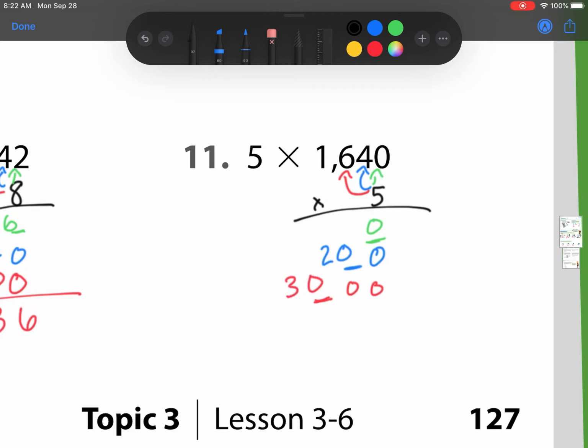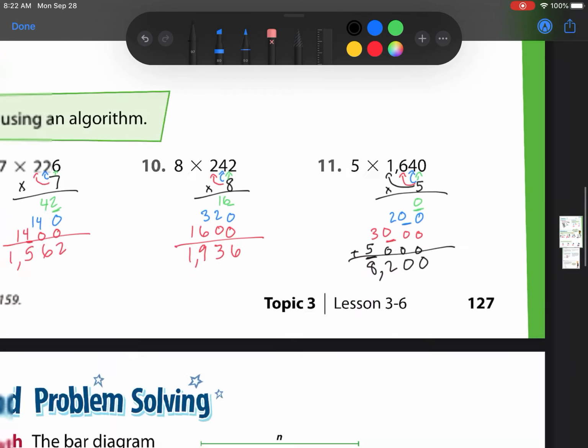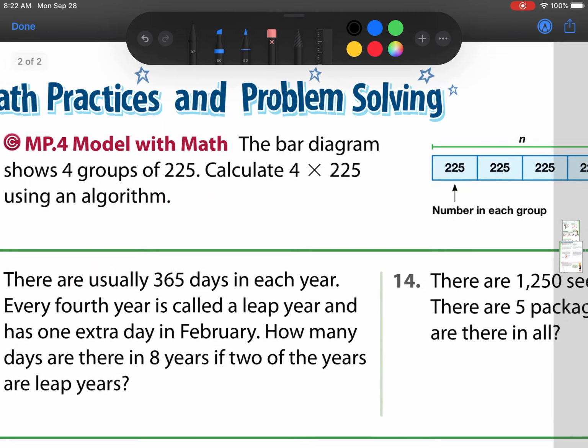And my last one is my thousands place value. So I add 3 zeros, so I can start writing my thousands place value. 5 times 1 is 5. Add them up, and I get 8,200. Let's head to our hard word problems now.